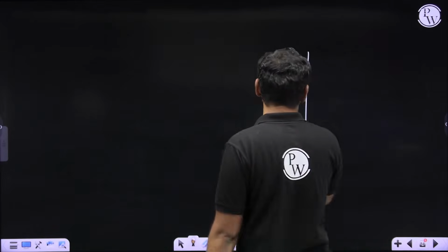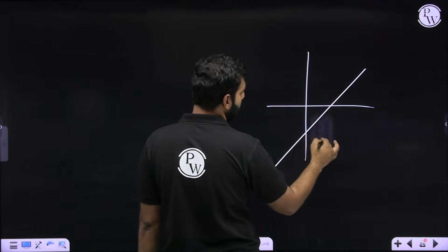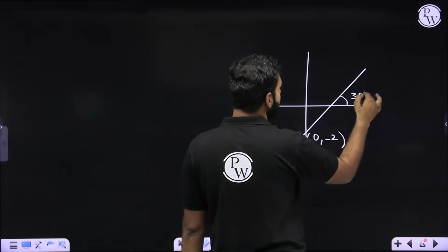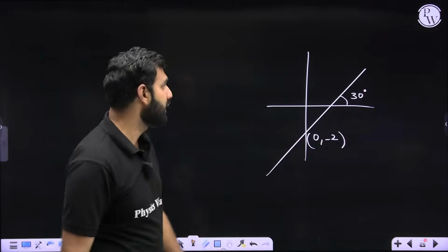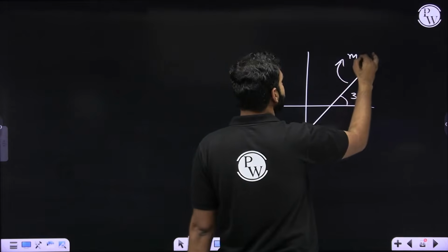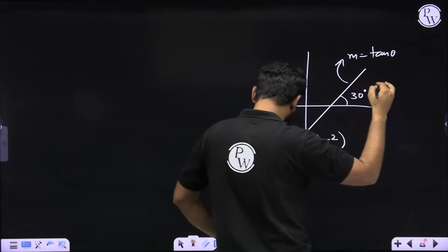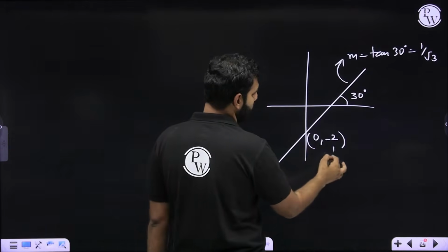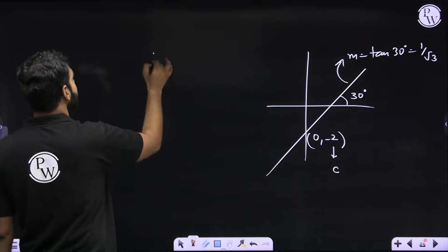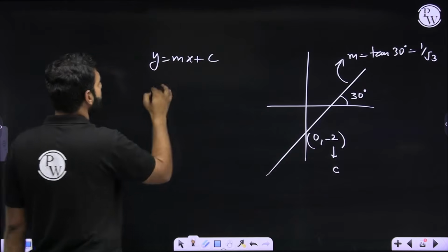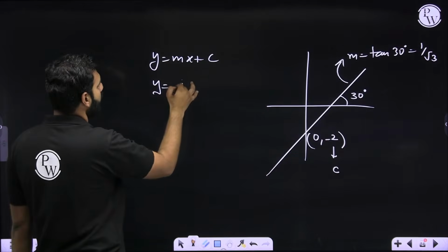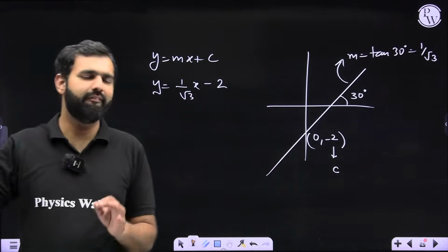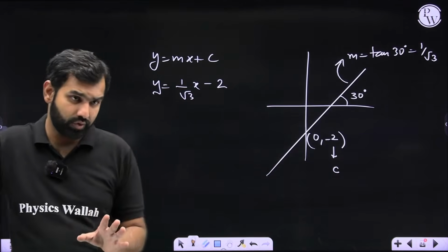If I were to ask you that there is a straight line which passes through the point (0, -2) and it makes an angle of 30 degrees with the positive x-axis, can you help me with its equation? You will say, sir, its slope is nothing but tan 30. We know the value of tan 30. Tan 30 is basically nothing but 1 by √3. Its intercept is (0, -2). So c is going to be -2. So the equation of the line is given by y = mx + c. What is m? m is 1 by √3, times x, plus c. c is -2. That's the equation of the line. Did you get that part? A very simple, straightforward conclusion it is. No confusion on that, I believe so.